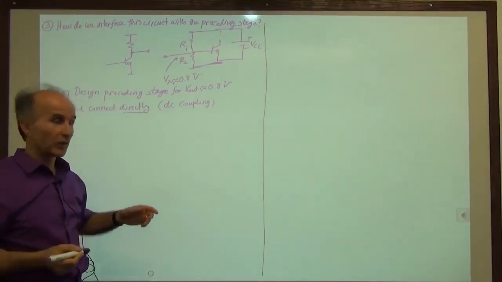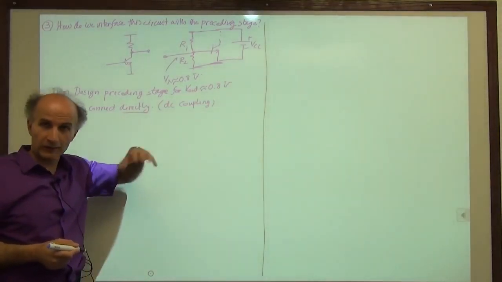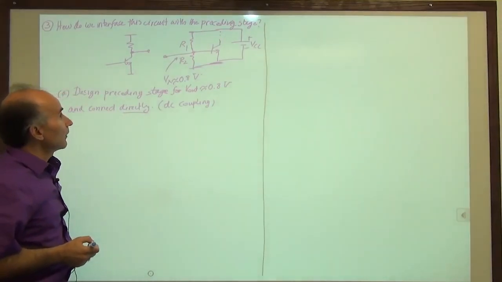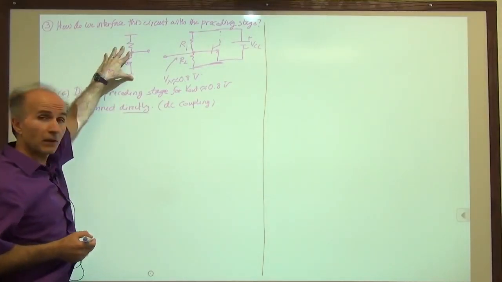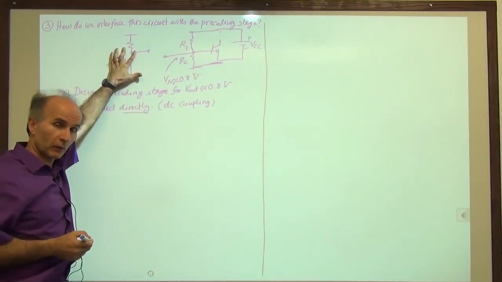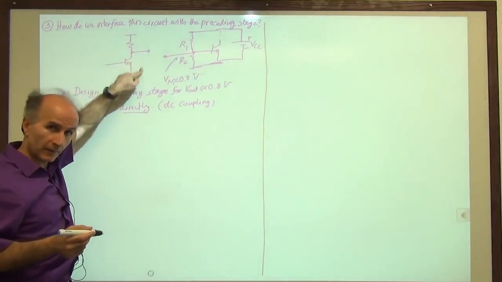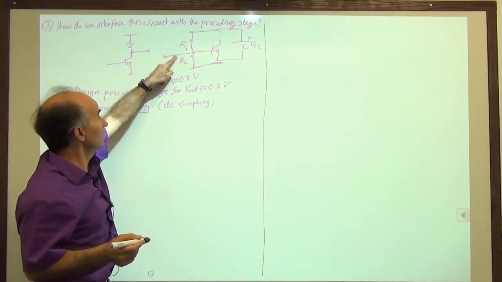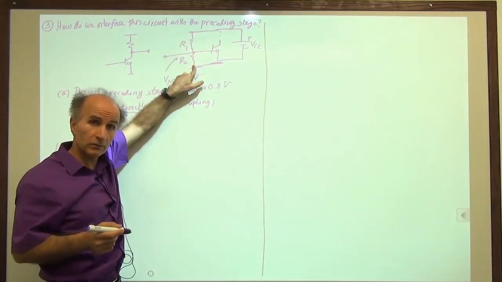All right, it's strange. DC stands for direct current. Direct current coupling is weird, but that's what we call it, DC coupling. If we do that, then suppose this stage is designed for a collector voltage of 0.8 volts. So when there's no signal, this voltage with respect to ground is 0.8 volts. And I want to connect this to the base of this transistor. Do I need R1 and R2?